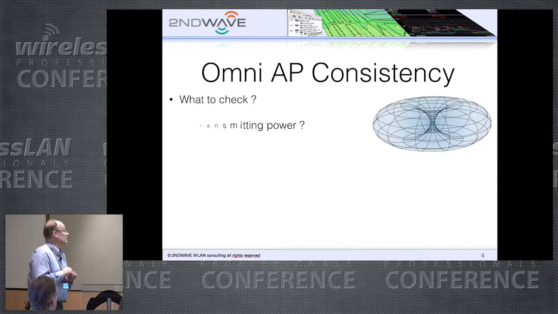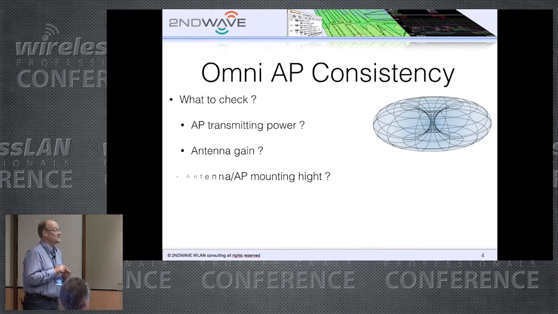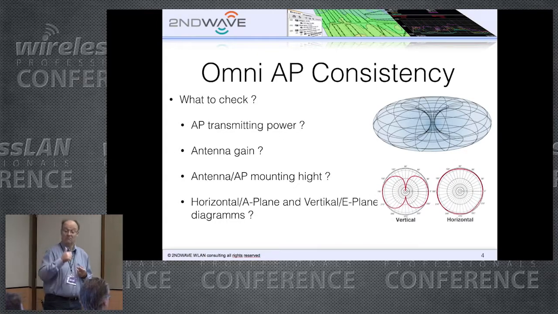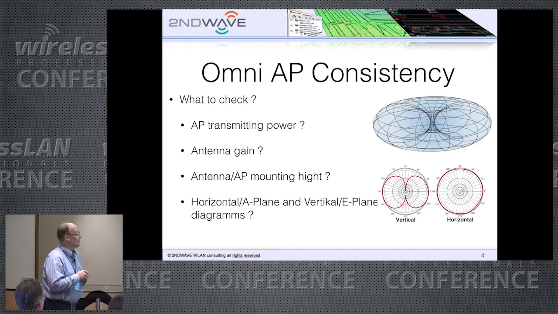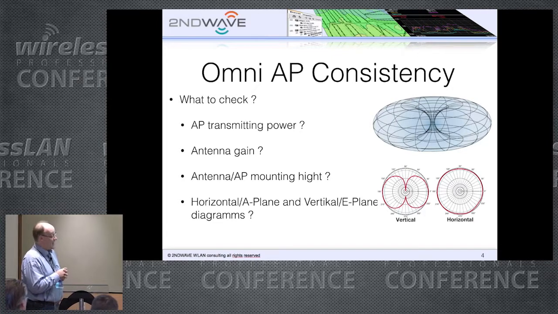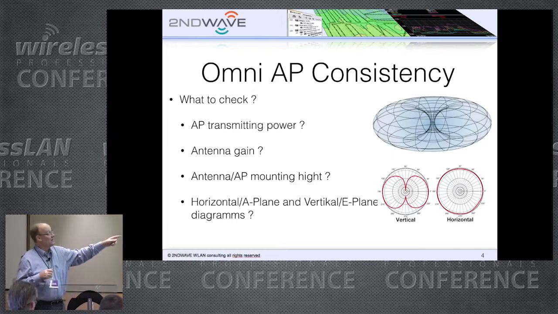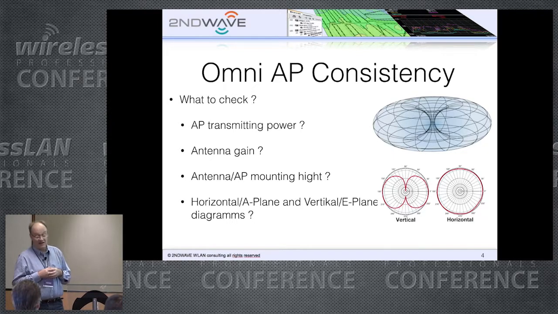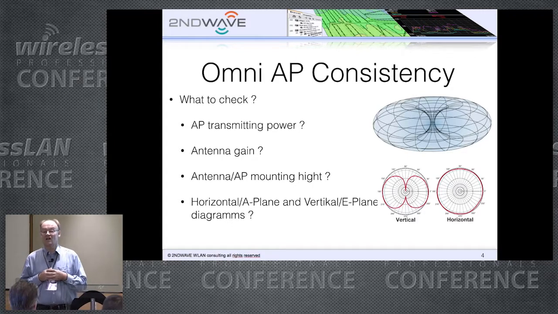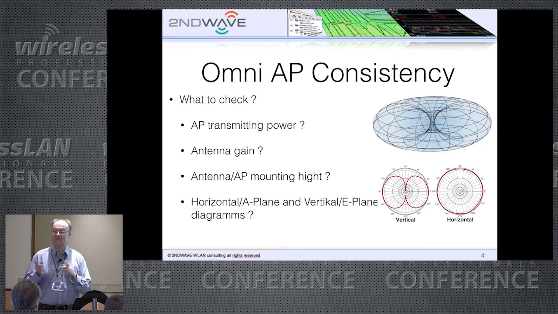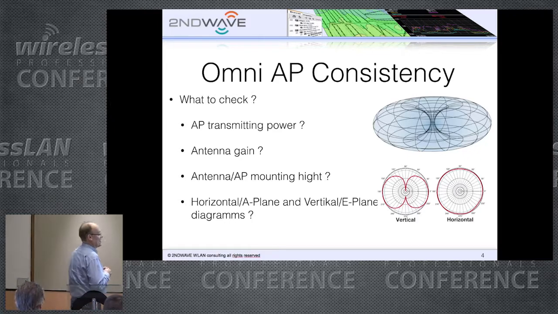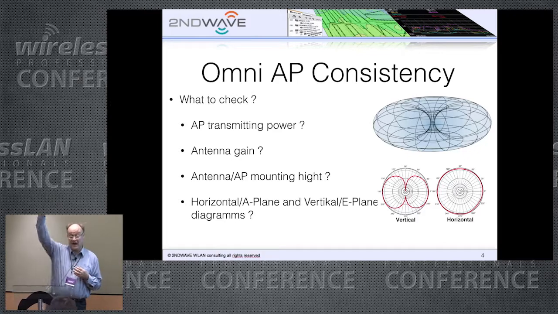What you have to check is the AP transmitting power. That's one of the parameters you have to check. And don't forget, even in an Omni AP, you have an antenna gain, and it is not sure that you already know the antenna gain of the access point model. You have to check it in detail. Another point is the antenna mounting height.